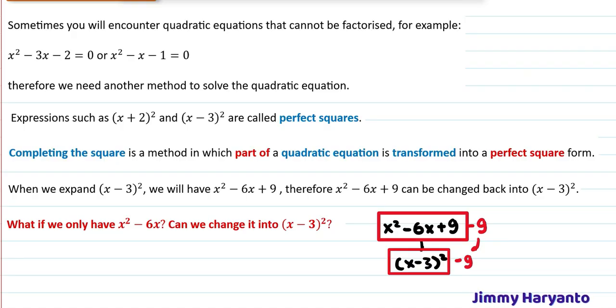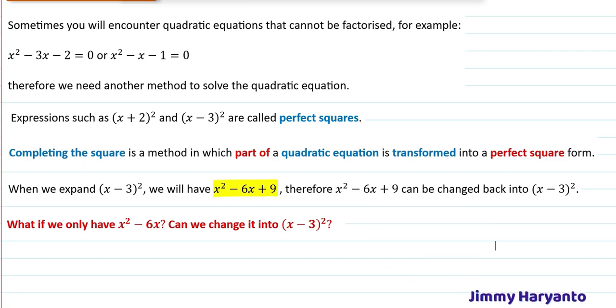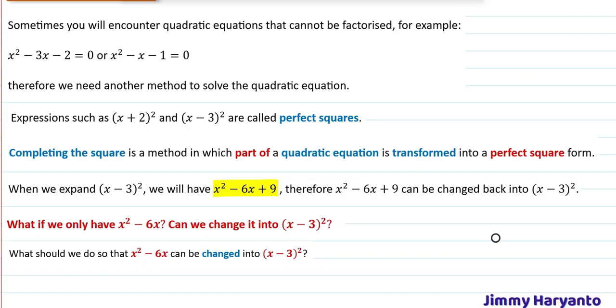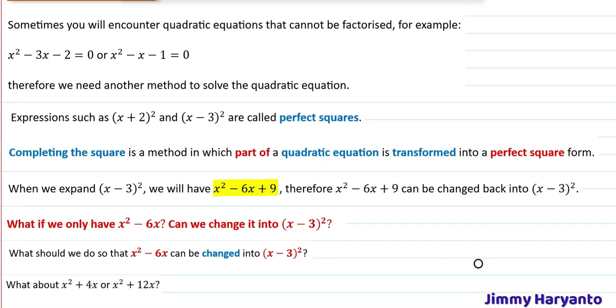This is how you change the one that is not a perfect square into a perfect square. You have to add a number that will make the expression into a perfect square. That is the idea. Okay, and then what should we do so that x squared minus 6x can be changed into x minus 3 squared? I've answered this before: add 9 to x squared minus 6x. And then what about x squared plus 4x or x squared plus 12x? We'll do this later in the example questions.